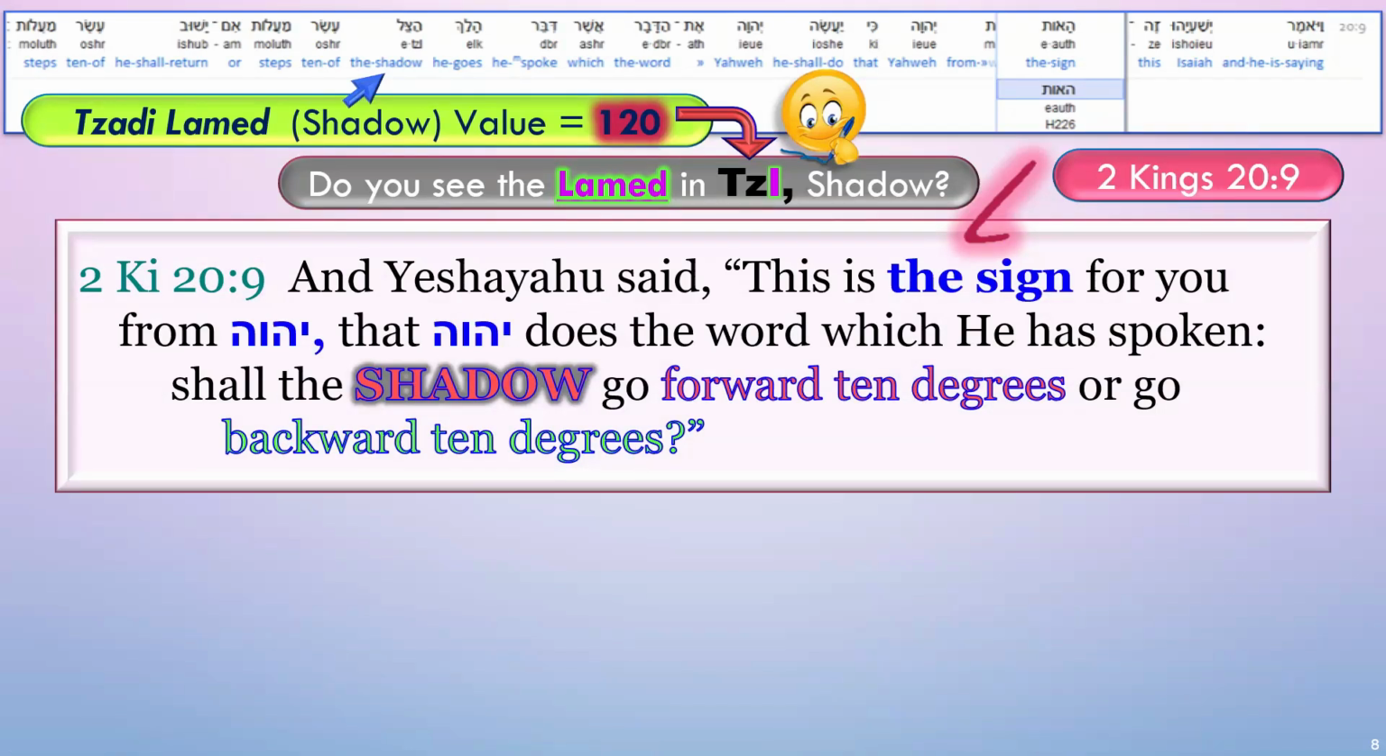And Yeshayahu said, this is the sign for you from Yahuwah, that Yahuwah does the word which he has spoken. Shall the shadow go forward 10 degrees or go backward 10 degrees? Did he reference the sundial itself? No. Did he reference the ground around the sundial? No. Did he reference the sun? No. What was the sign? What was the authority given to function this movement of 10 degrees? The authority from Yahuwah was given to this shadow, Tzal, 120, with the lamed, the directions, the instructions.